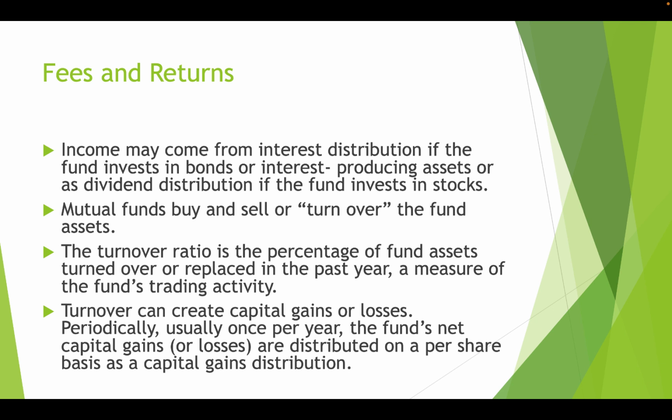So usually once a year, the fund's net capital gains or losses are distributed on a per share basis as a capital gains distribution. You would expect turnover to produce more gains than losses. So the more turnover or higher the turnover ratio, the greater the capital gains distributions you can expect.